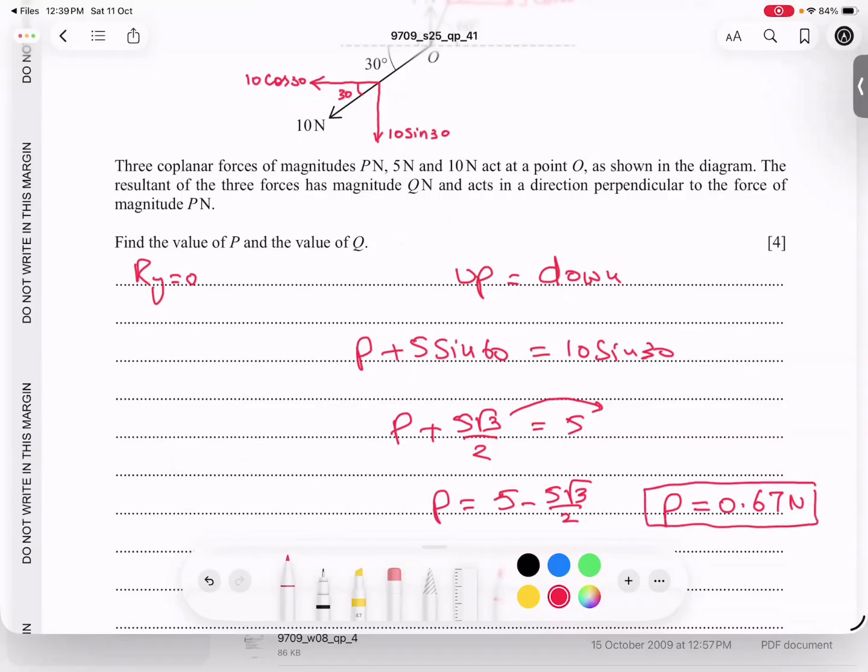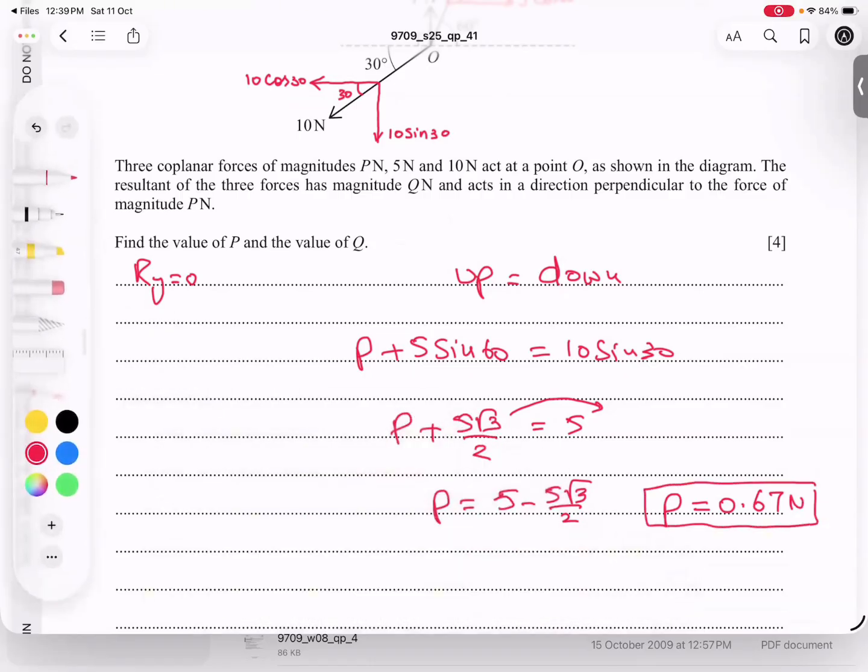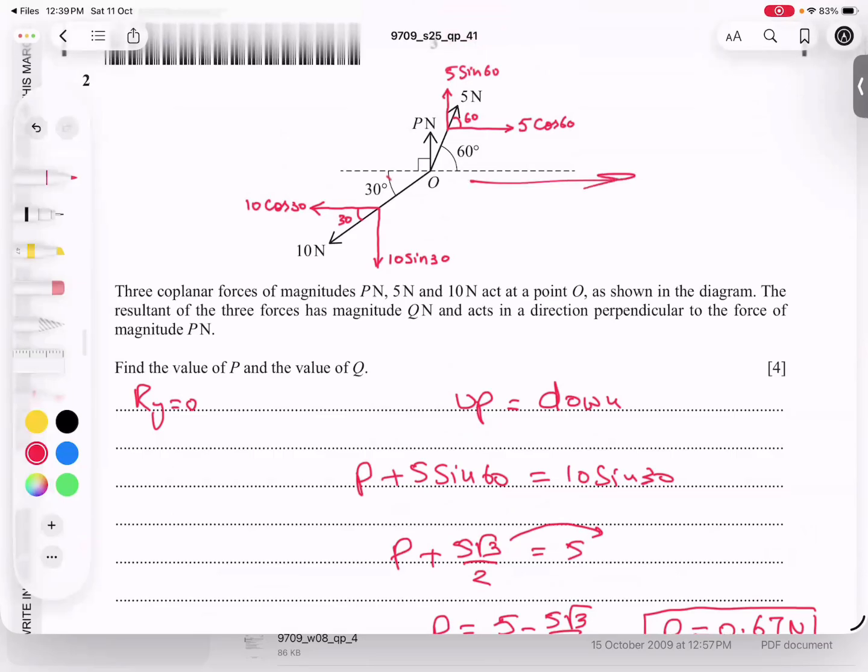Okay, so let's try to do part number 2. I mean the Q force. And we know that Q is acting either right or left. We are not sure about it. So we can say that this is acting rightward, this is acting leftwards. Whichever is the bigger value we will take. I think this looks like the bigger number, so we can check it.